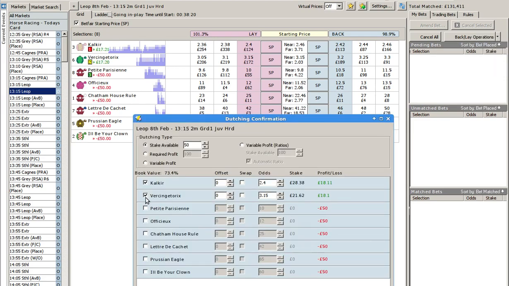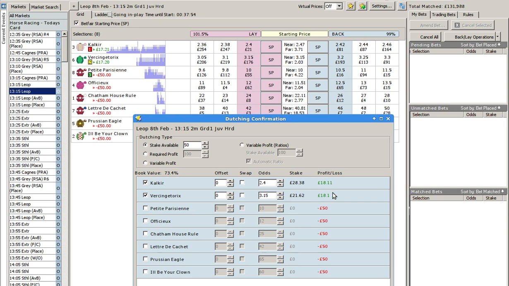So let's imagine that we Dutched these two. You can see here that if we let the race run through to its conclusion, I would profit £18. Now, generally speaking, when I'm Dutching with a view to trading, I'm looking to make 10 to 20% profit on my original stake. So in this case, I'd be looking for £10 ideally.